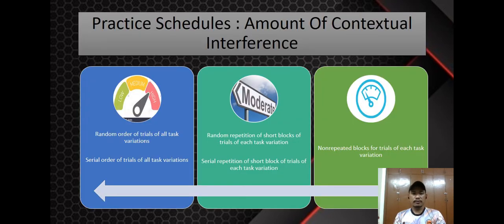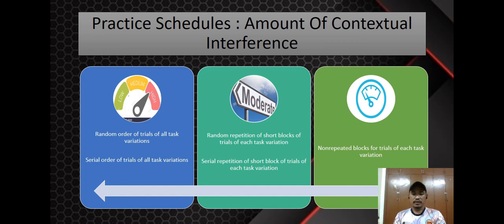Okay, the next slide is practice schedule, which is the amount of contextual interference. There are three levels. First is high, second is moderate, and the last one is low. Okay, we go to the first, which is high. High is random order of trials of all task variations and serial order of trials of all task variations. Next, we go to the moderate level.